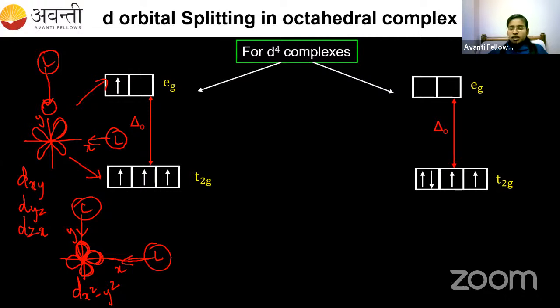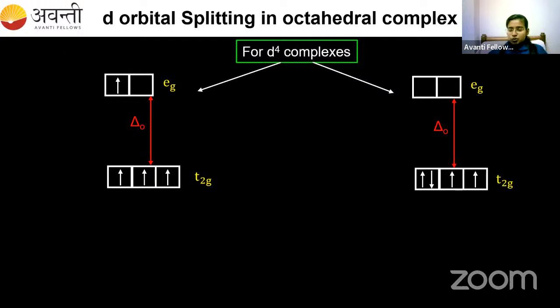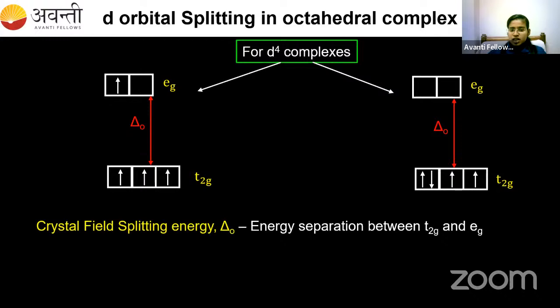Okay. Fine. Now, what will happen? What I was saying? For a d4 complex, we have two possibilities. In one case, the fourth electron goes to the Eg orbital. In the second case, the fourth electron goes to the T2g orbital and gets paired up. And this is the separation, delta O. Delta O is the crystal field splitting energy, the energy separation between the two sets of orbitals.